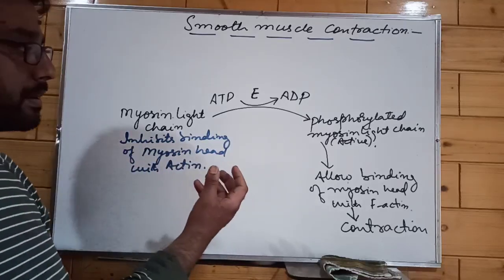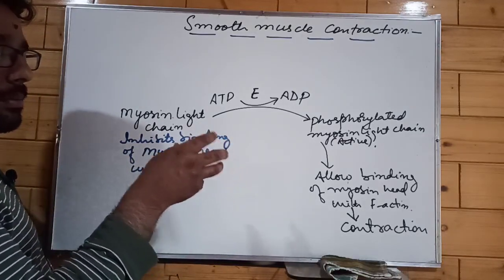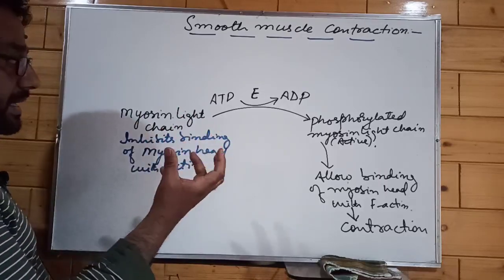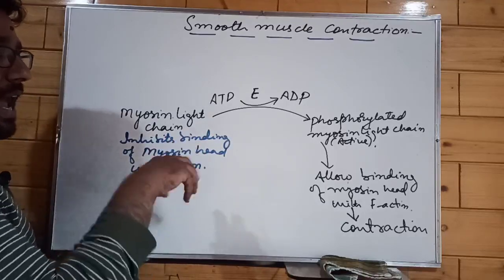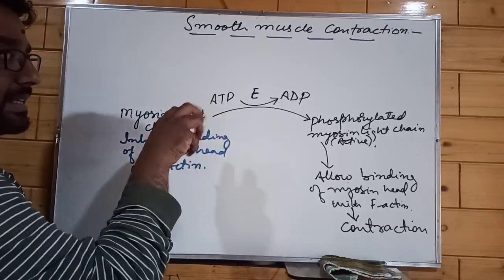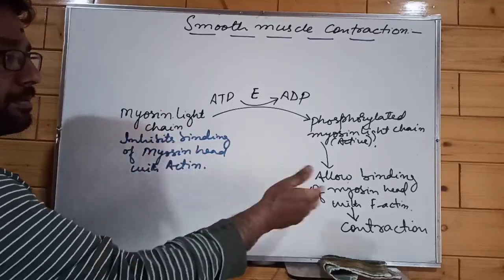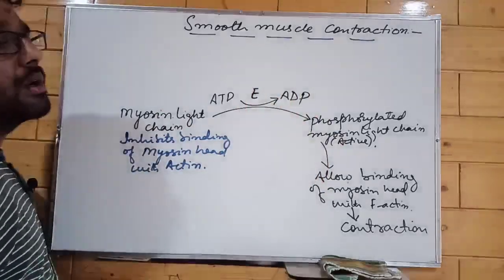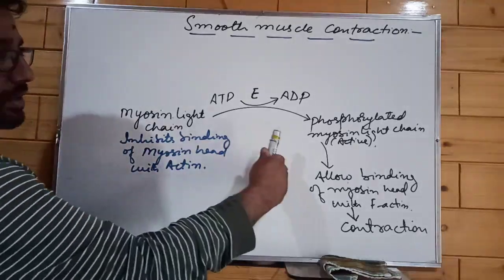And this ATP is broken by the ATPase enzyme, and this ATPase activity lies with the myosin head. So actually this phosphorylation is activating that enzyme. Once that enzyme is active, it will derive the energy from the ATP, and that will lead to the contraction of the muscle.